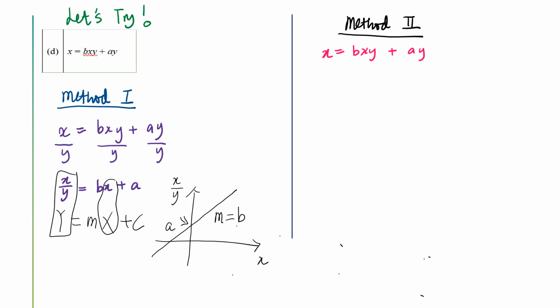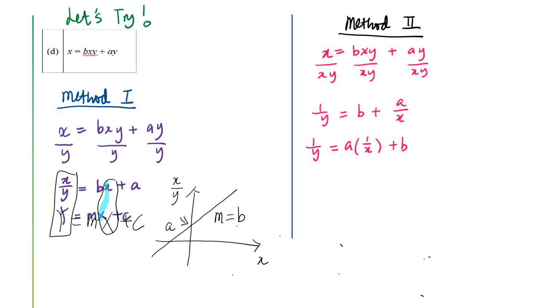So that's method 1. Method 2, if you want to make b the constant instead, then you will just have to divide every term by xy. All right, then you rearrange it to make a the coefficient of 1 over x, and you compare it with your y equals mx plus c.